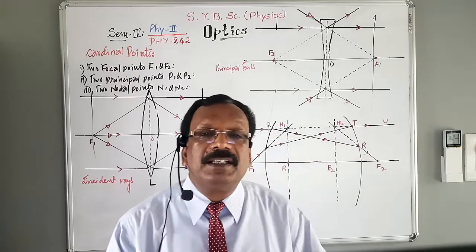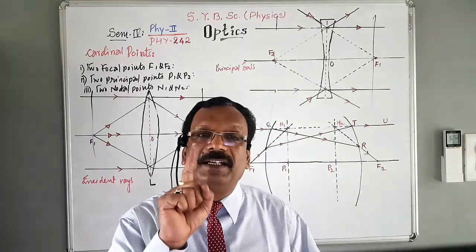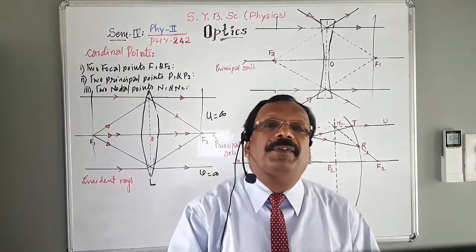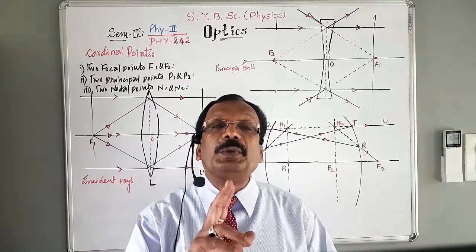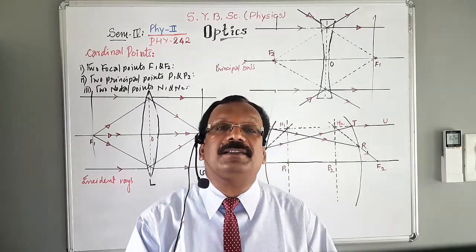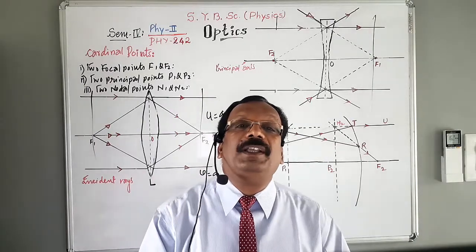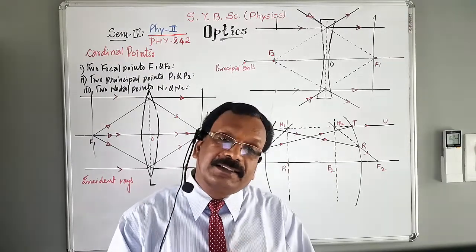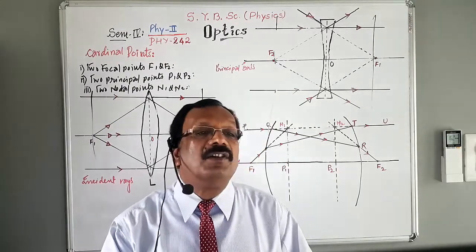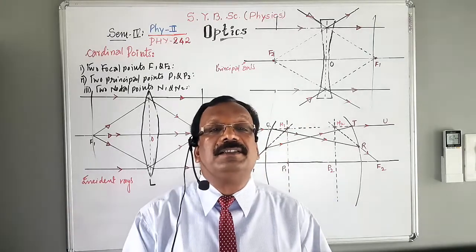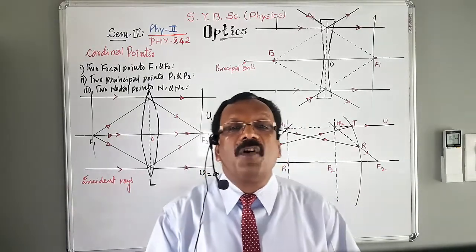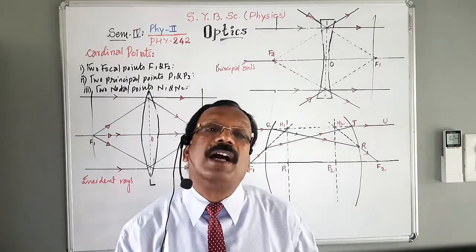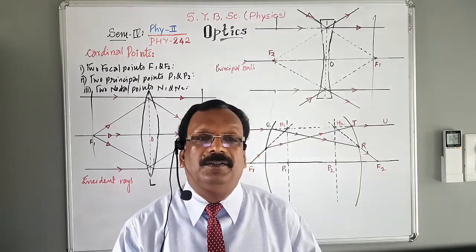What is a complex optical system? When we consider a single lens, obviously it is a simple system of lens. But when we consider two or more lenses, then the system is said to be a complex optical system. And in such a complex optical system, in order to determine the position and size of the image formed, one must have the knowledge of cardinal points. Okay?